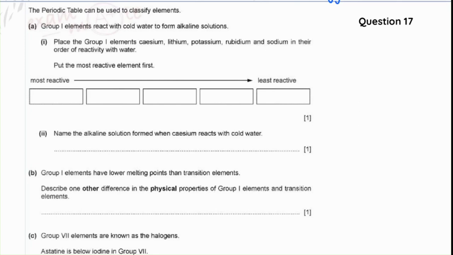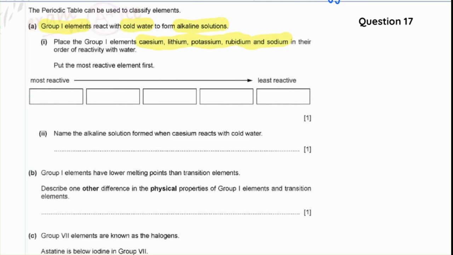The periodic table can be used to classify elements. Group 1 elements react with cold water to form alkaline solutions. Place the group 1 elements, cesium, lithium, potassium, rubidium and sodium, in their order of reactivity. Well, we know as we go down the group of the periodic table that they become more reactive.